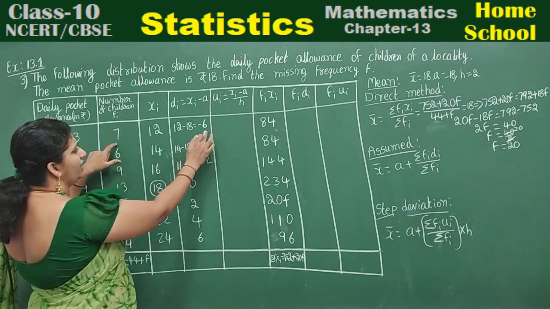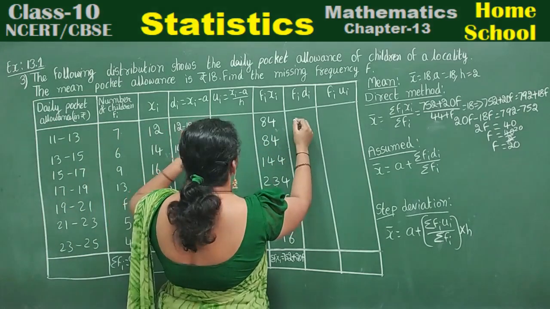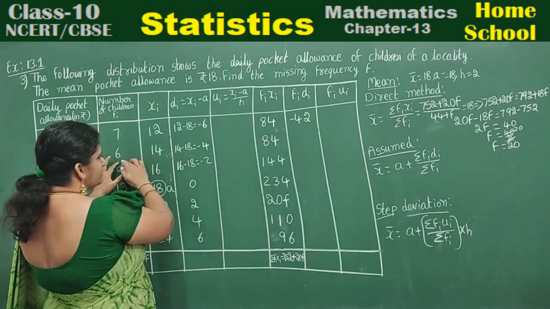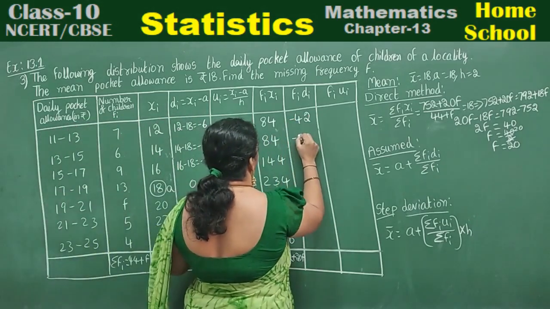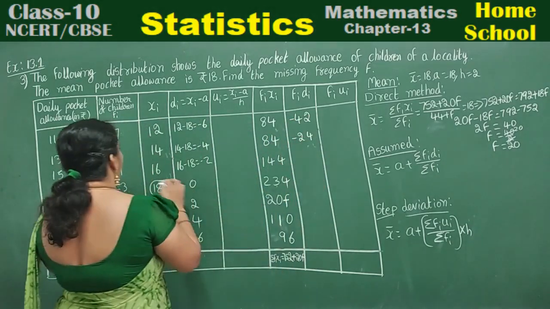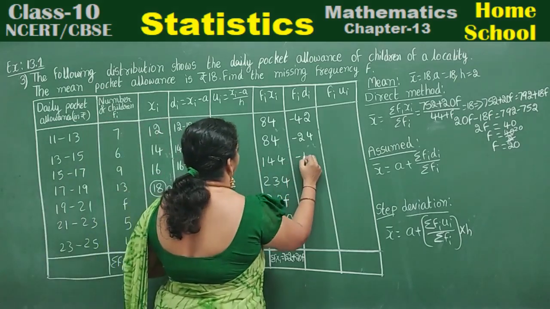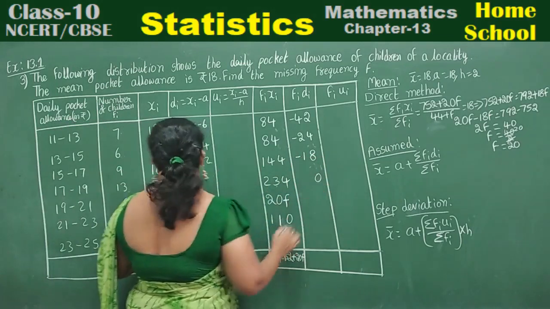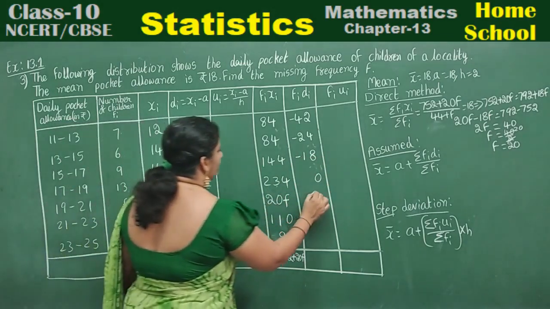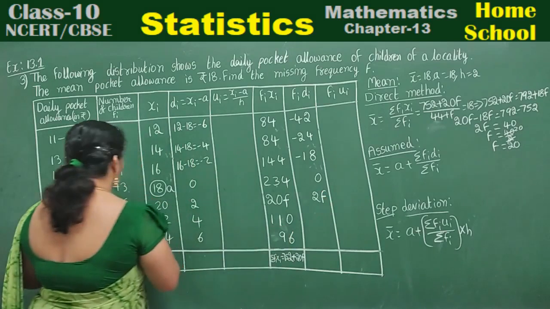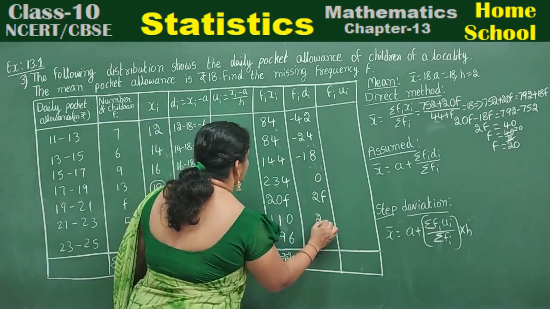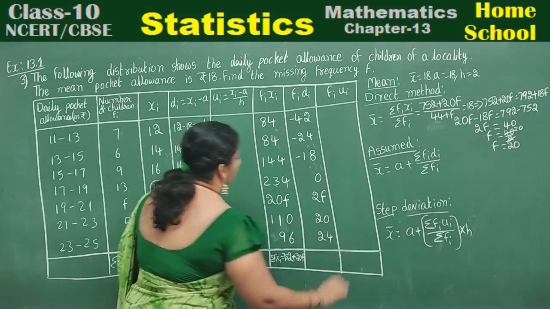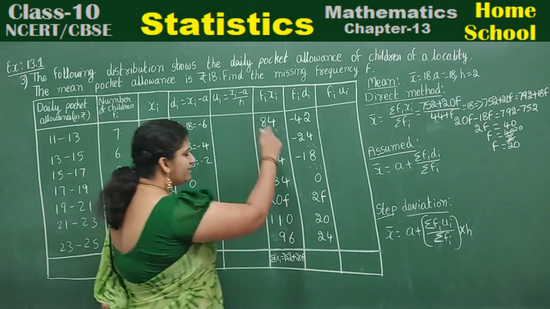fi di. 7 into minus 6. Minus 42. Next, 6 into minus 4. Minus 24. 9 into minus 2. Minus 18. 13 into 0. 0. f into 2. 2f. 5 into 4. 20. 4 into 6. 24. Okay. Let's add this column.